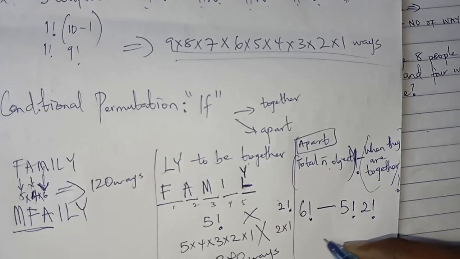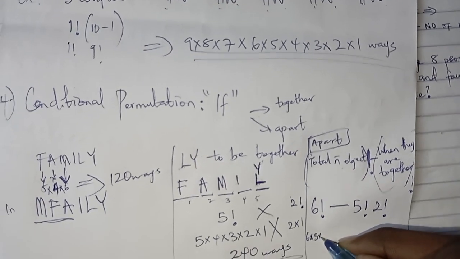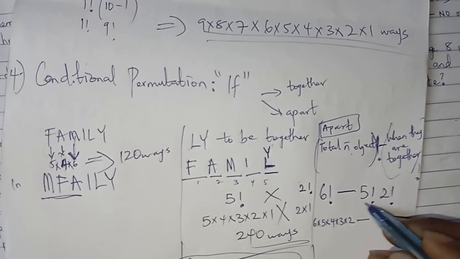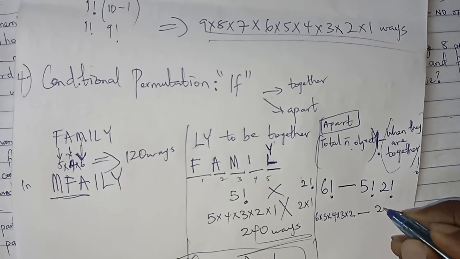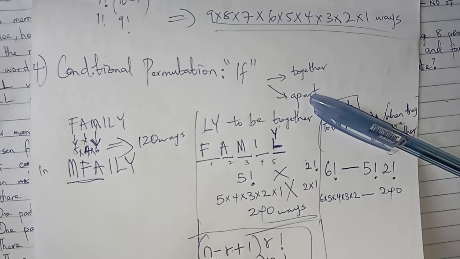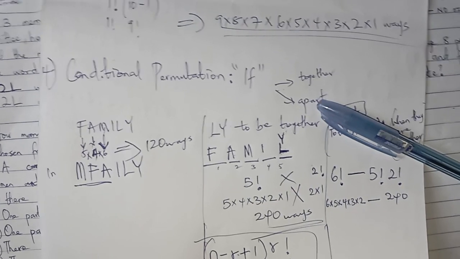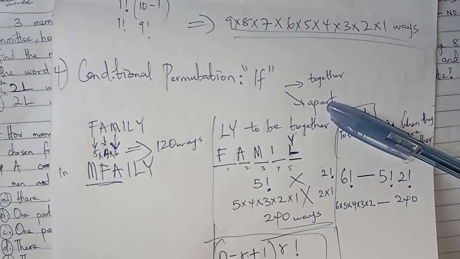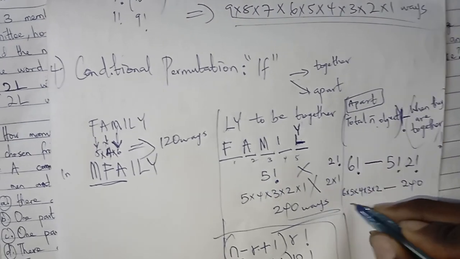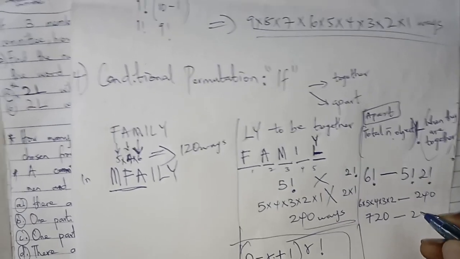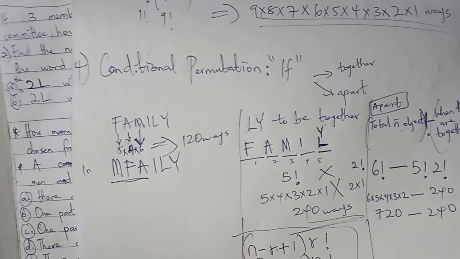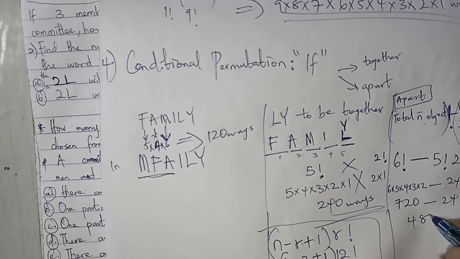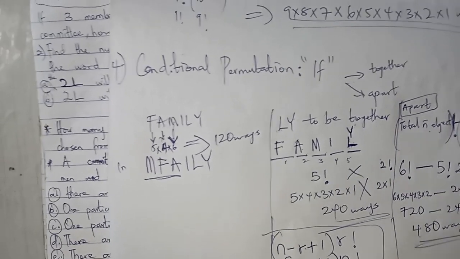So what I'll simply do is 6 times 5 times 4 times 3 times 2, minus 5 factorial times 2 factorial, which gave me 240. So let's punch this in. I have 720 minus 240. This should give me 480 ways that they must be apart.